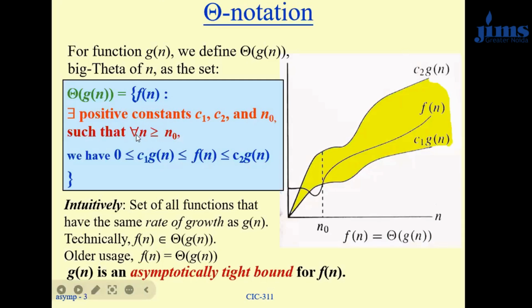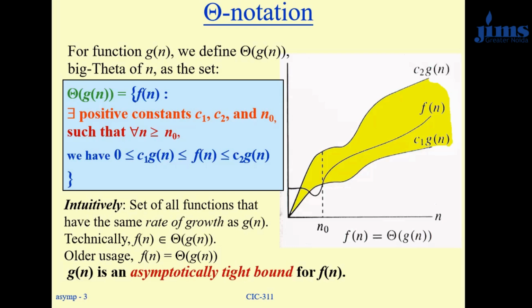Now, the very first notation, that is theta notation. Firstly, reading out the technical definition: theta of g(n) equals f(n) such that, this is the existential quantifier, it means that there exist some values. The condition may not be true for all values, but there exist some values. Theta of g(n) equals f(n) such that there exist positive constants c1, c2, and n naught, such that for all values of n greater than or equal to n naught, we have c1 g(n) less than or equal to f(n) less than or equal to c2 g(n), and all values are non-negative. That is, f(n) will always be lying between c1 g(n) and c2 g(n).